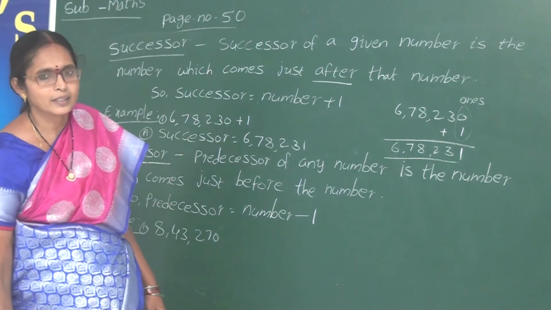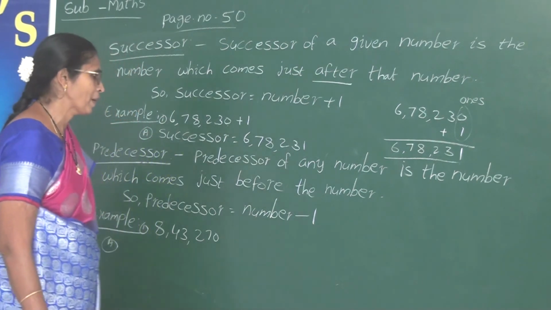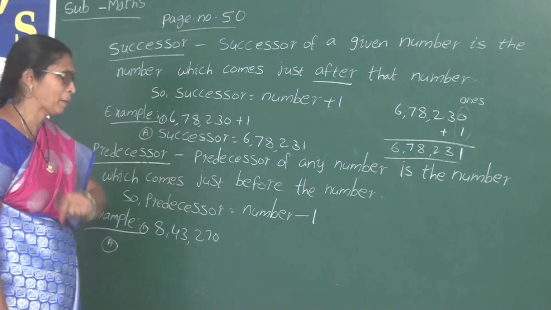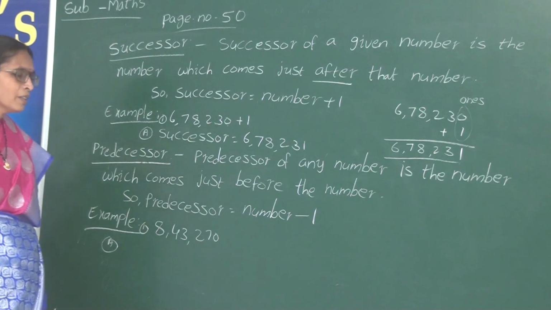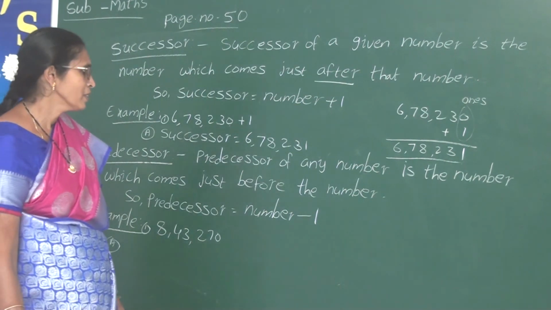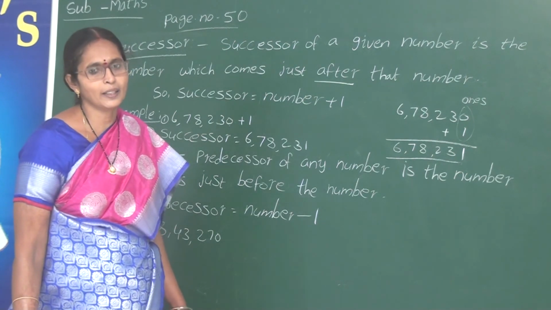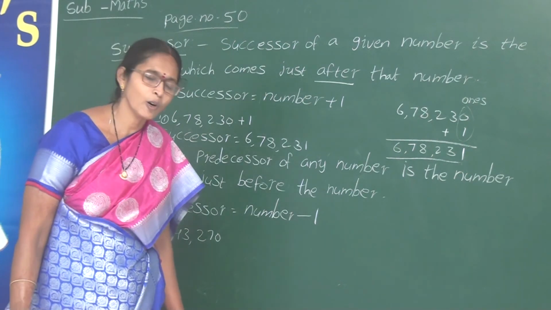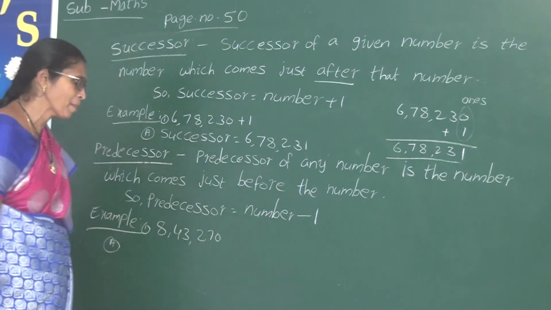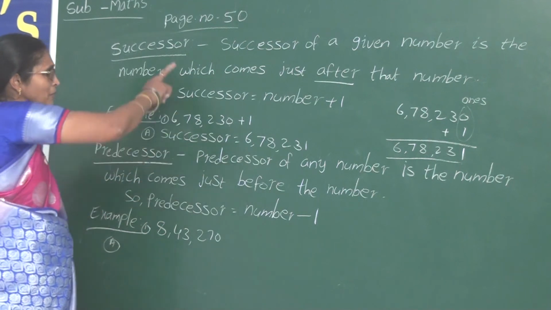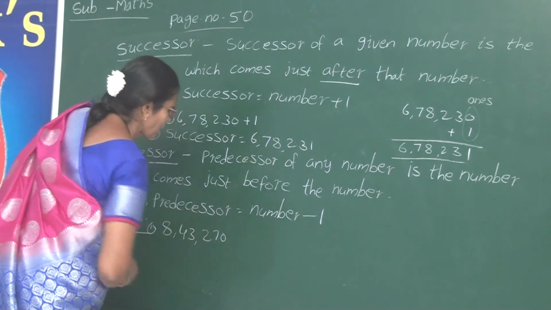Successor means the number that comes just after the given number, meaning add 1 to the given number. Next, come to the predecessor. What is a predecessor? Predecessor means the number which comes just before the given number, that is, number minus 1. You subtract 1 from the given number. Here in the successor we add 1; in the predecessor we subtract 1.